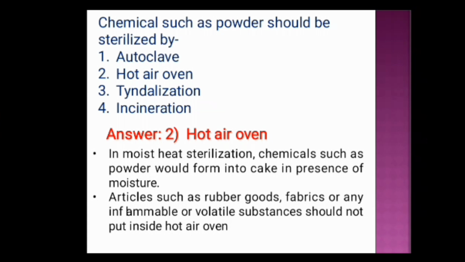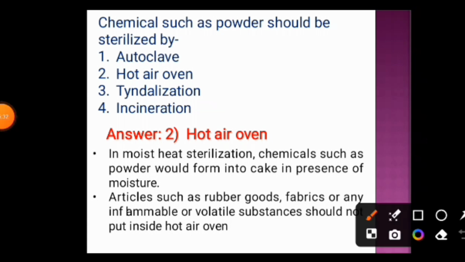In moist heat sterilization, chemicals such as powder would form into cake in the presence of moisture. That's why these are not sterilized in autoclave and tyndallization. Whereas in incineration, the materials are converted into ash, flue gas, or heat. That's why chemicals should not be sterilized by incineration, because the chemicals will be converted into ash or flue gases. If these chemicals are converted into flue gas or ash, then the powder cannot be utilized for further purposes.